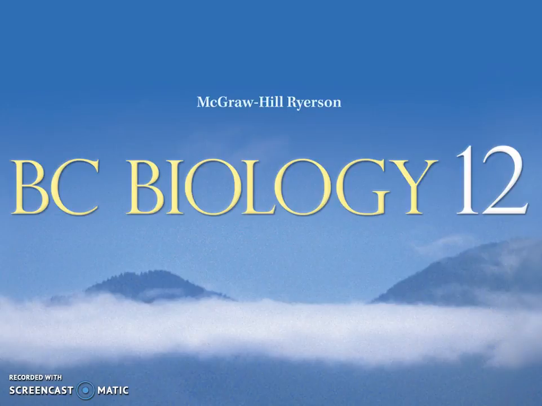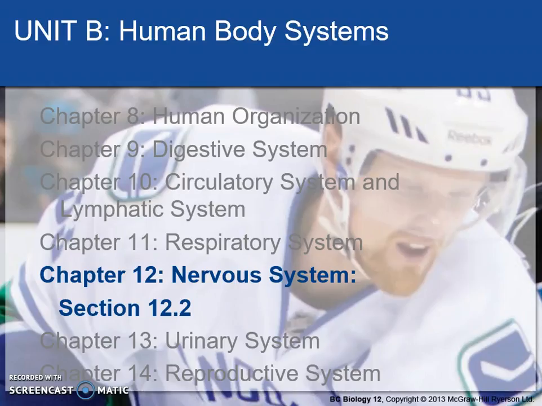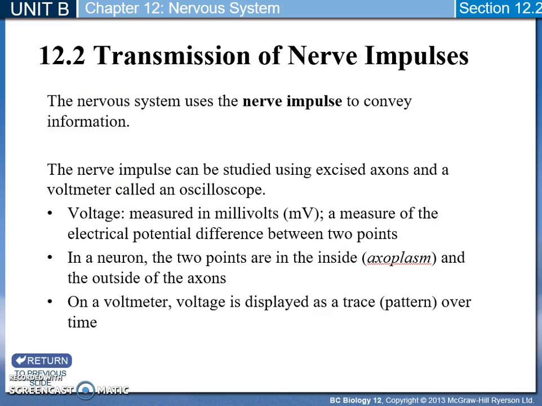This video is going to cover section 12.2, which is on the transmission of nerve impulses. So the nervous system uses the nerve impulse to convey information. And the nerve impulse can be studied using excised axons and a voltmeter called an oscilloscope. So the voltage is measured in millivolts, and it's a measure of the electrical potential difference between 2 points.